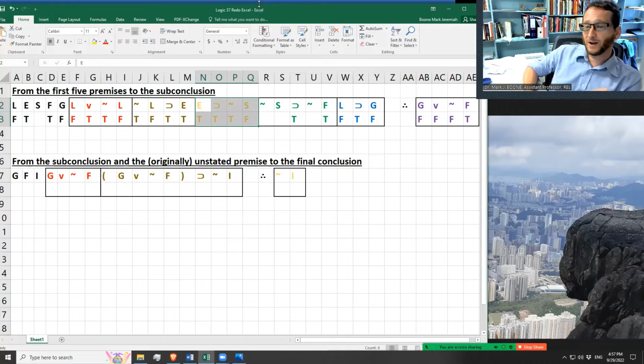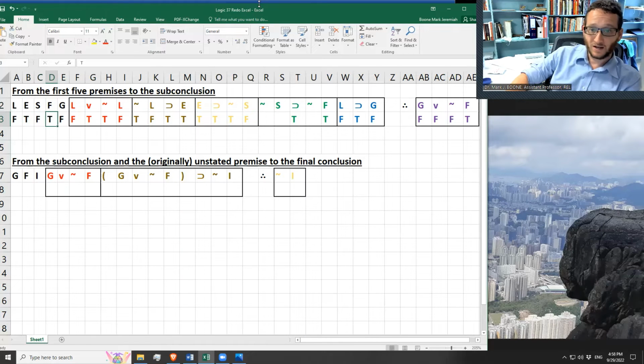E horseshoe tilde S, if E then tilde S. If that's true and E is true, then tilde S must be true. And that tells us that S is false, because tilde S means not S. If it's true that not S, then S is false. And now we keep on filling in the gaps.